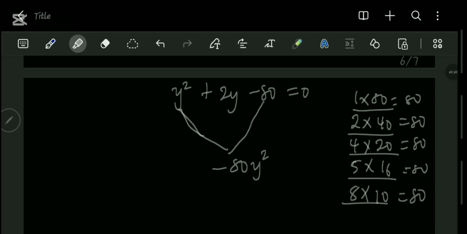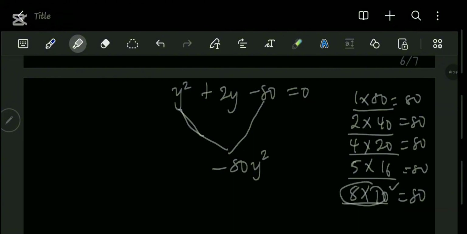So which of these pairs do we add up or subtract to give me 2? 1 plus 80 is not 2. 80 minus 1 is not 2. 2 plus 40 is not 2. 40 minus 2 is not 2. 4 plus 20 is not 2. 20 minus 4 is not 2. 5 plus 16 is not 2. 16 minus 5 is not 2 as well. 8 plus 10 is not 2. 10 minus 8 is 2. Are you seeing that now? So this is giving me a green light, so I can use this, right?